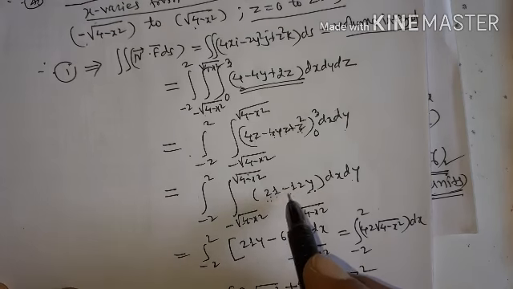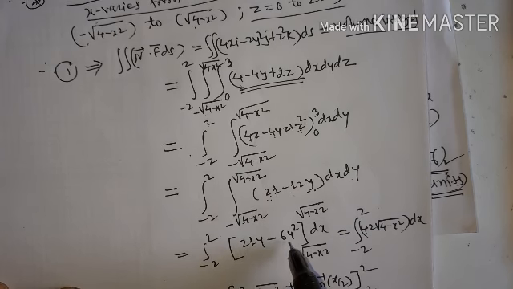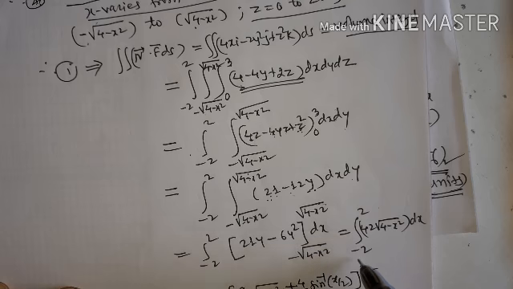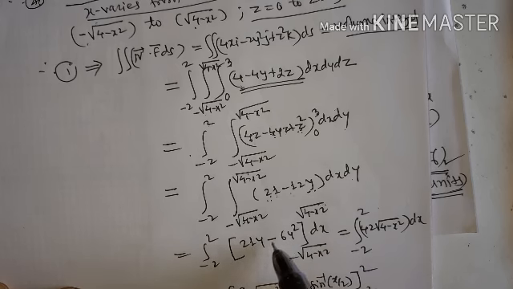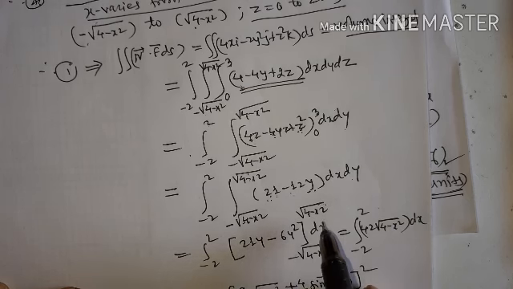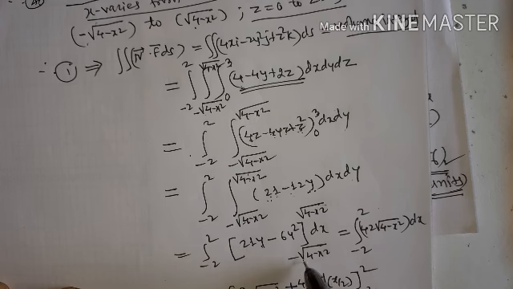So if I integrate 21 minus 12y with respect to y, I will get 21y minus 6y square, and limits are minus root 4 minus x square to plus root 4 minus x square. And this is equal to, again, if I simplify, if I put the upper limit, what will happen? 21 into root of 4 minus x square you will get, minus 6 into 4 minus x square, because this square root gets cancelled.